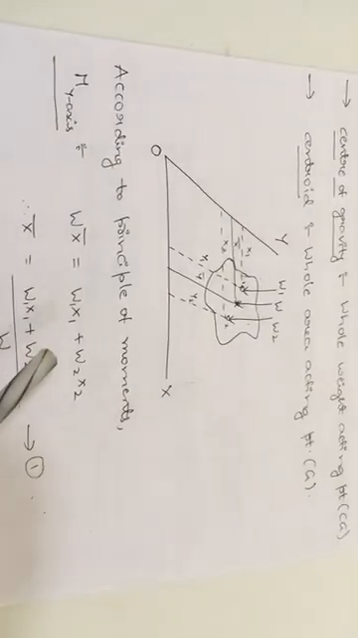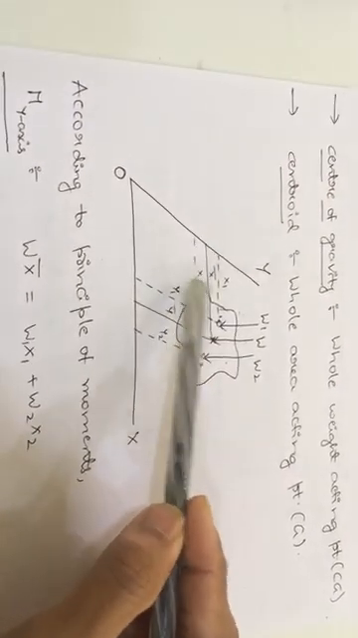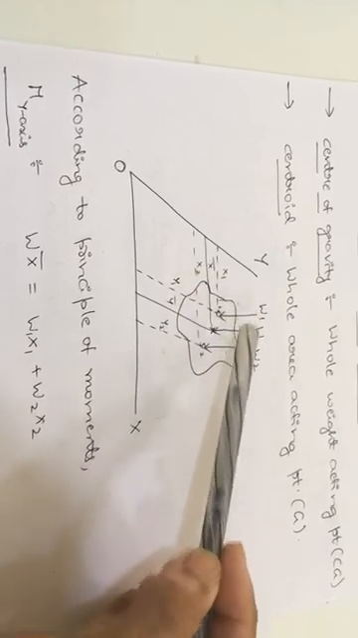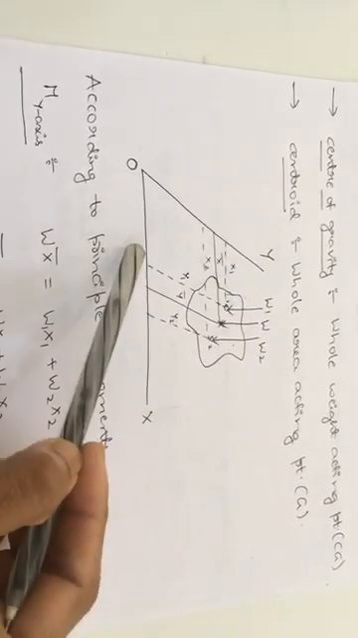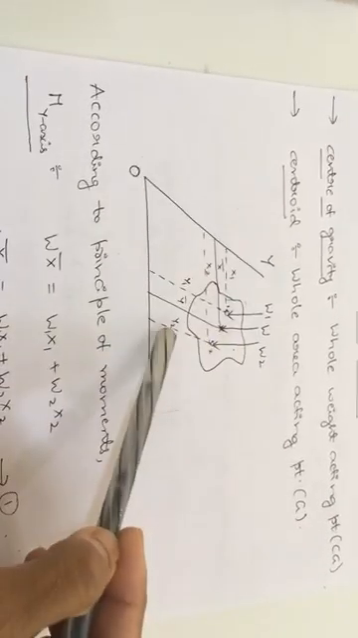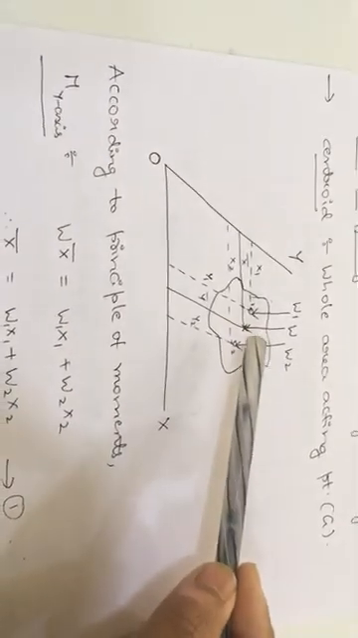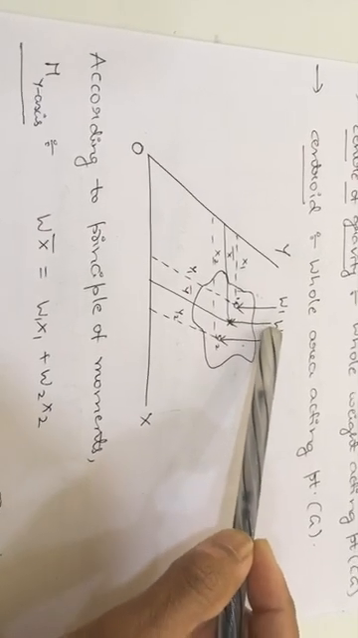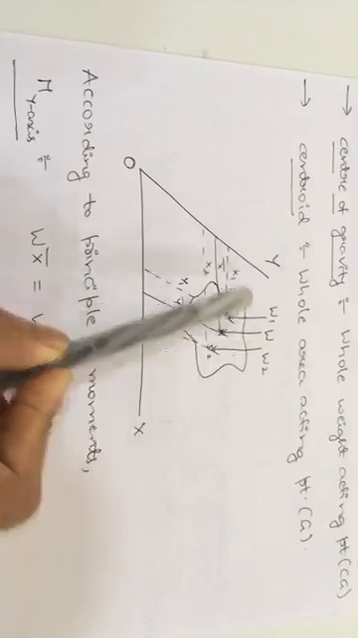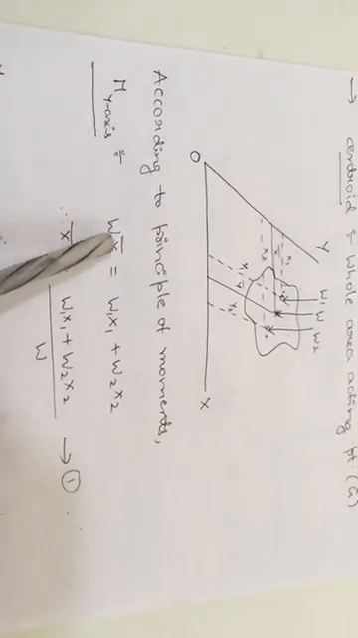We know the formula for the moment is force into perpendicular distance. Here x1 and x2 are the x distances for W1 and W2, and y1 and y2 are the distances for W1 and W2 with respect to the x-axis. By using all these distances and forces, we can calculate the total resultant force and individual moments. Resultant force is nothing but W only. So W into x bar, force into perpendicular distance, about the y-axis is the resultant moment.